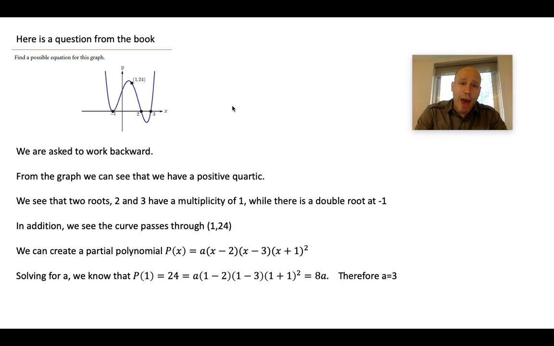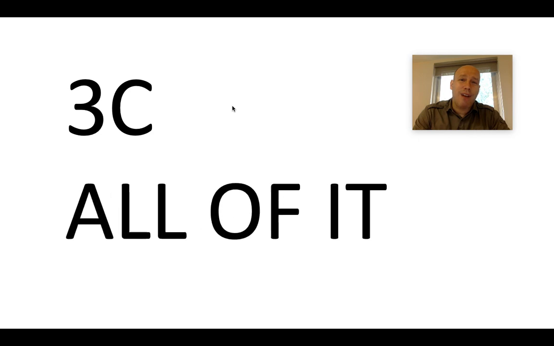So solving for a, we know that p of 1 equals 24. Substitute the 1 into the polynomial. We get a times (1 minus 2) times (1 minus 3) times (1 plus 1) squared. That equals 8a. Therefore, a is 3. That's what IB wants to see. They just want to see the work. We're done.